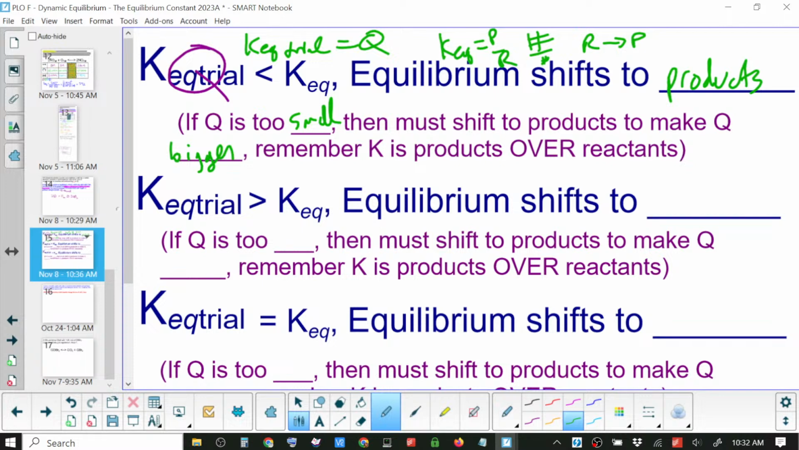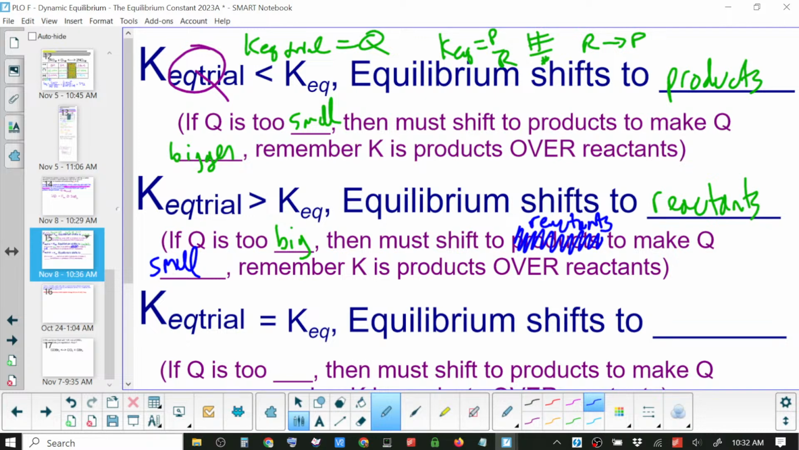Now, if KQ is a small number and the KQ trial, or Q, is a very, very large number, which way will it shift? Reactants. So this is how you can prove mathematically which way it's supposed to shift. If Q is too small, then it must shift to products. If Q is too big, then it must shift to reactants, to make Q smaller.